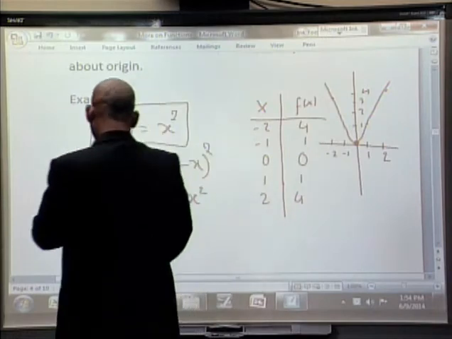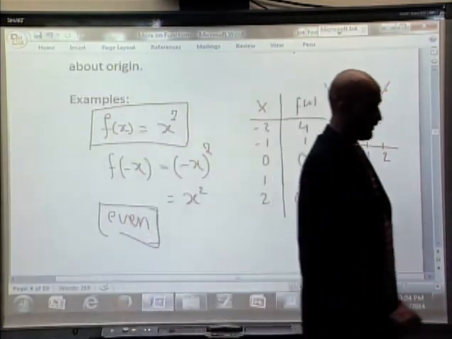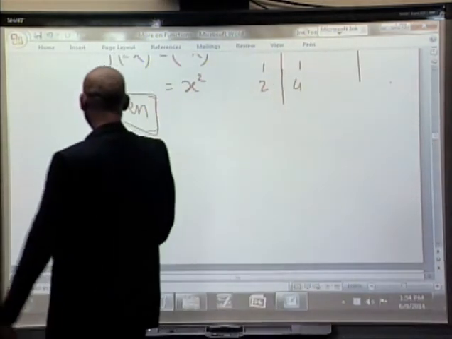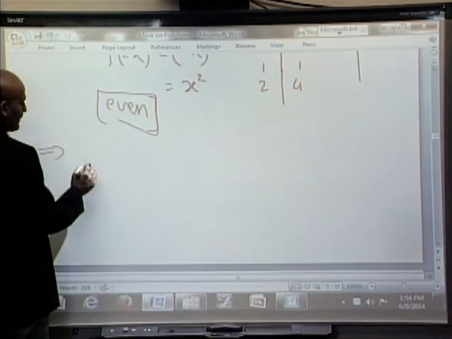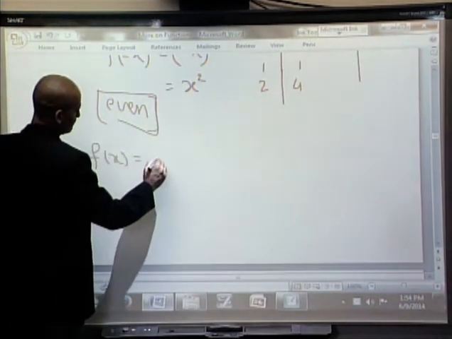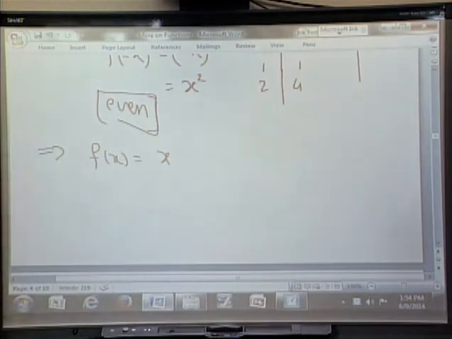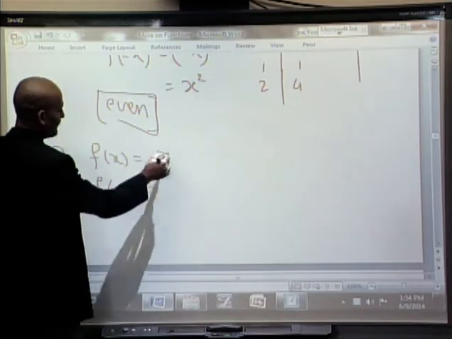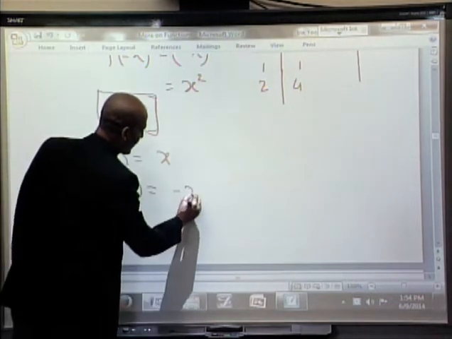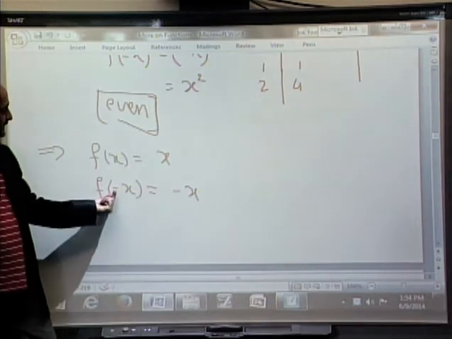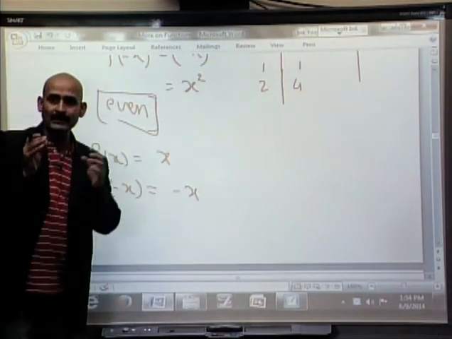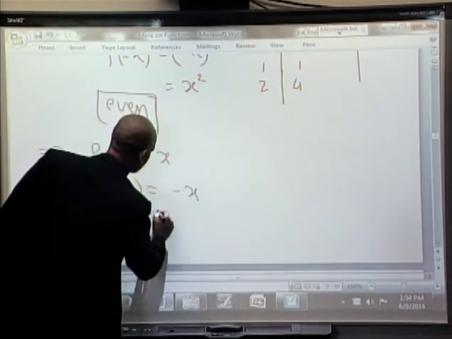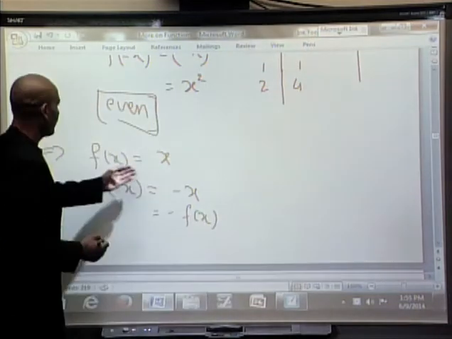Okay. Now, let us look at an example of an odd function. Let us say f of x equals just x. If I replace x by minus x, I will get minus x. When I replaced x by minus x, the only change I see is that there is a minus. I can in fact replace minus x by minus f of x, where f of x is equal to x.